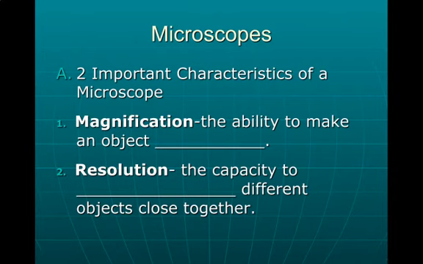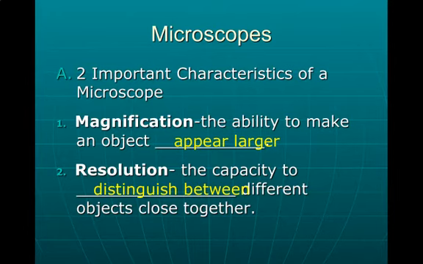There are two important characteristics of a microscope. One, the magnification. This is the ability to make an object appear larger. Second is the resolution. This is the capacity to distinguish between different objects that are close together. Okay, so a higher magnification makes it appear bigger. The resolution is going to be that sharpness that's going to let us know where one part of the object ends and the other one begins.